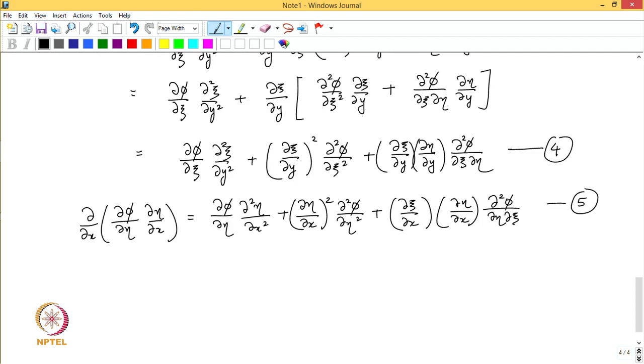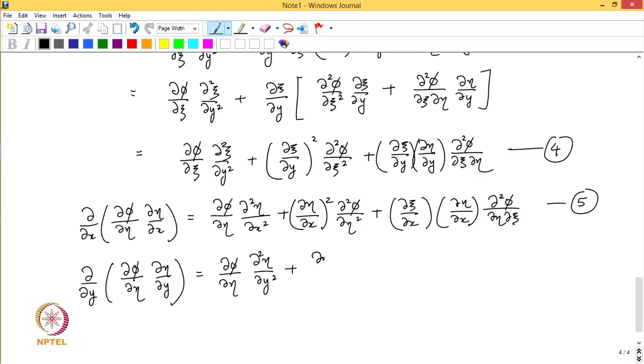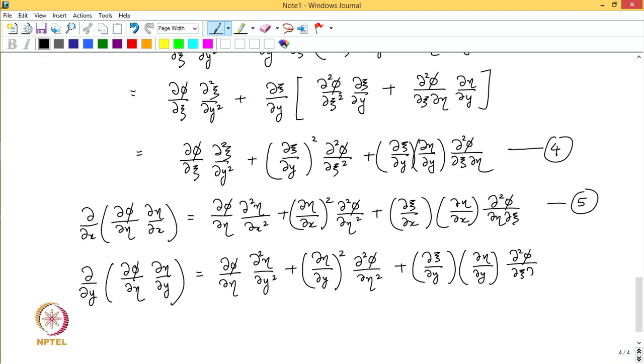Say this is the fifth term which will come from the ∂²φ/∂x², the second part of that expression. And similarly, if you look at ∂²φ/∂y², this other term that I have not worked out yet is ∂/∂y of ∂φ/∂η ∂η/∂y, which again I can write, just to save some time, which I am sure you can work out now on your own. This will be ∂φ/∂η ∂²η/∂y² plus (∂η/∂y)² ∂²φ/∂η² plus we will have ∂ξ/∂y ∂η/∂y times ∂²φ/∂ξ∂η.